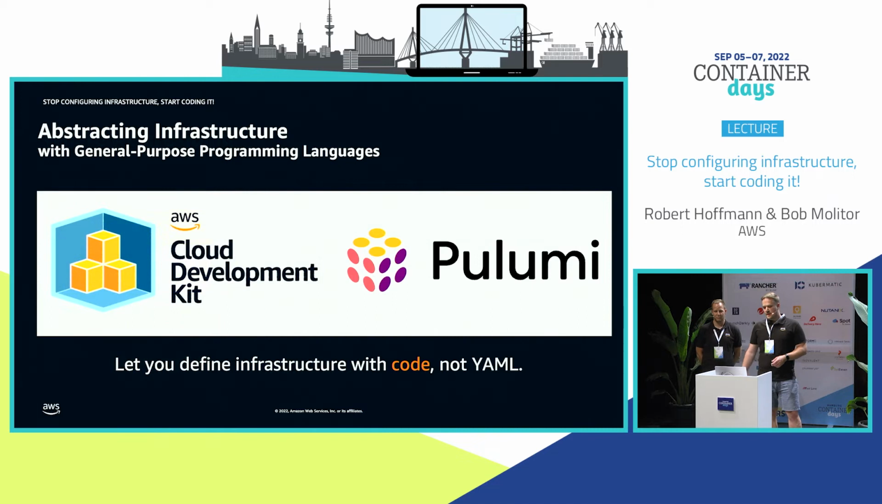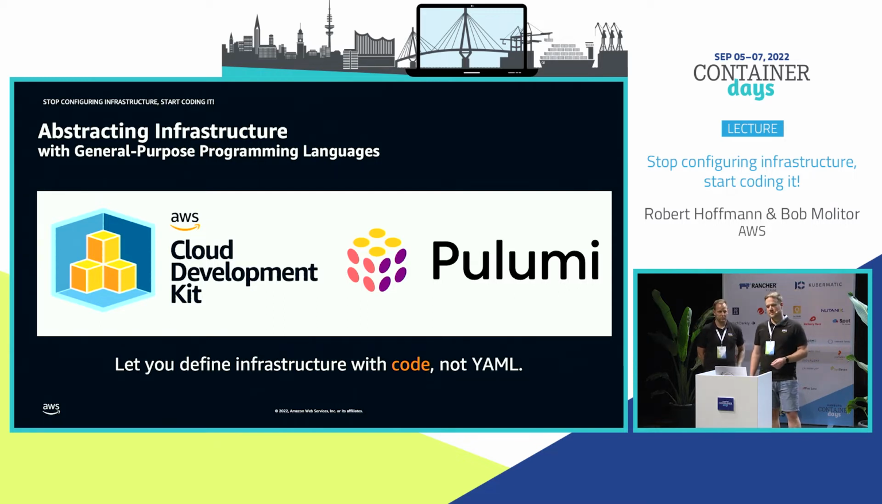So how does that actually look like? In the past few years, a few tools have come up that actually take this approach where you write your infrastructure in a language of your choice. And you see two of those examples here. So there's the CDK, the Cloud Development Kit from AWS, and there's also Pulumi.